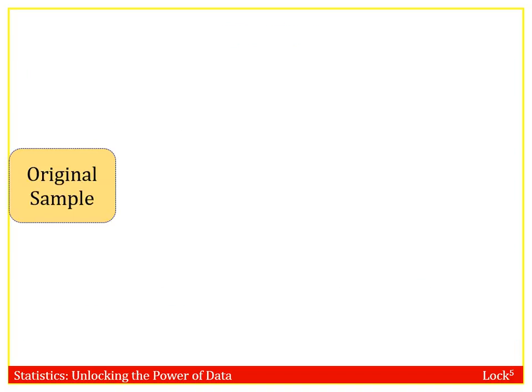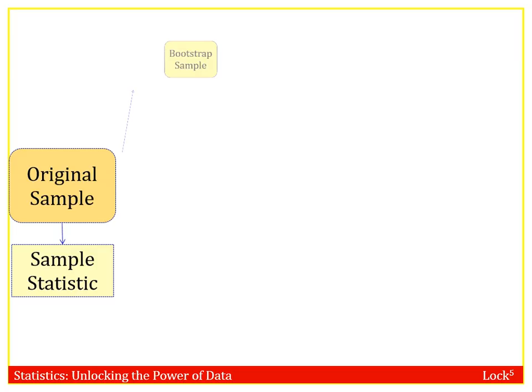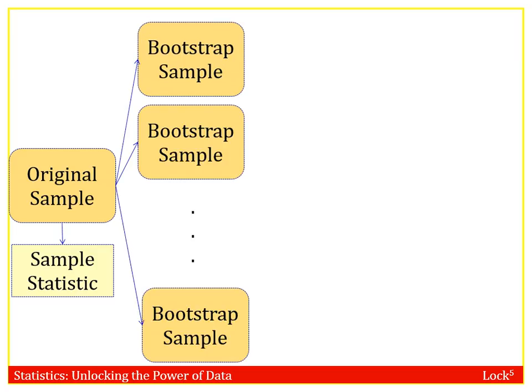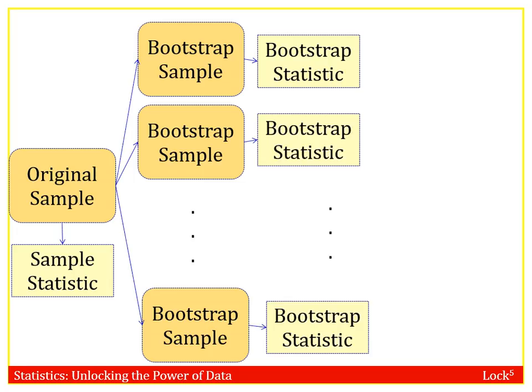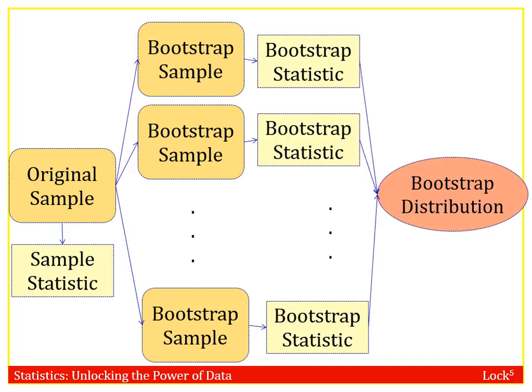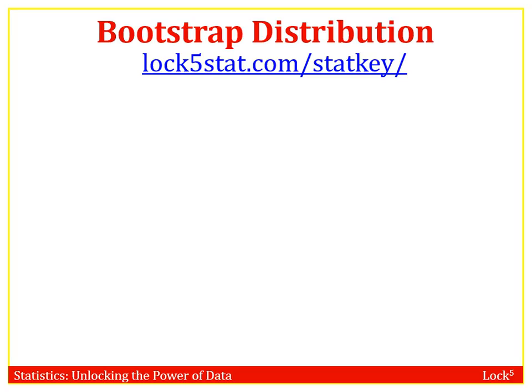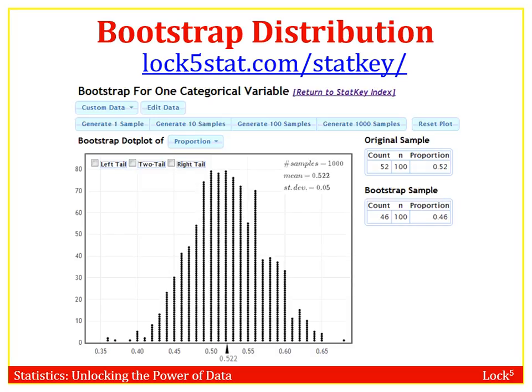which is nice. So we take our original sample, we get our statistic from that, then we go ahead and do many, many more bootstrap samples. And each one of those bootstrap samples gives us that bootstrap statistic. Then from all those bootstrap statistics, we get our bootstrap distribution. We'll demonstrate some of this stuff with StatKey in a second or a different video. So I'll still talk about it here, but we'll actually do a live demonstration of it in a video.